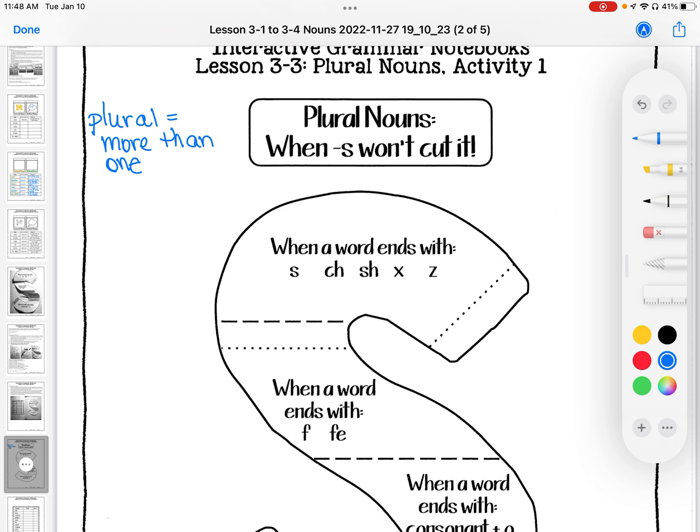So when a word ends with S, CH, SH, X, or Z, the rule is that we add ES. So under the flap, you're going to write add ES, like in buses.